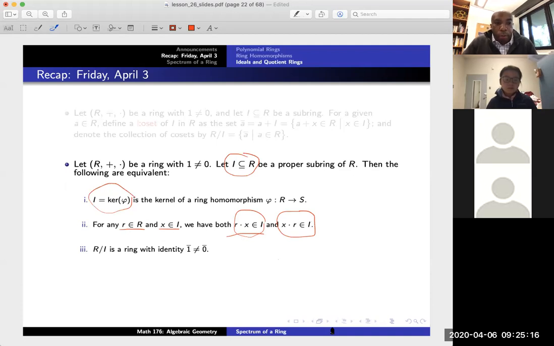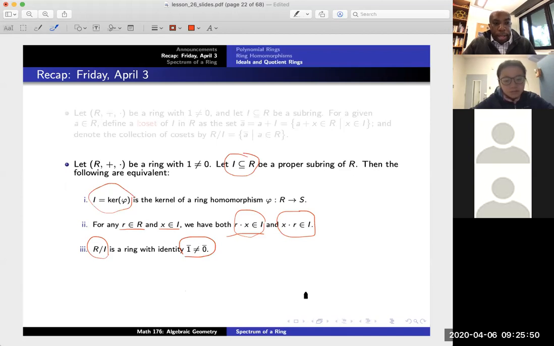Finally, these two are equivalent to saying that R mod I is a ring with identity. So for example, again, if R is the integers and I is the even integers, R mod I would be the collection of evens and odds. And so in this case, it's simply a ring with two elements. Namely, I think of 0 bar as the even elements, and I think of 1 bar as the odd elements. Right, so again, these three here are equivalent. If I'm given a proper subring, then these statements here are equivalent.